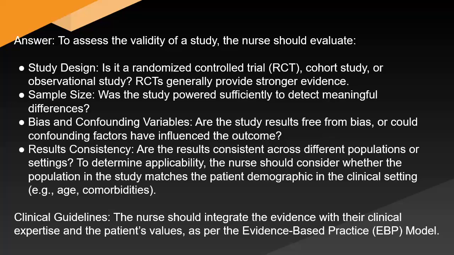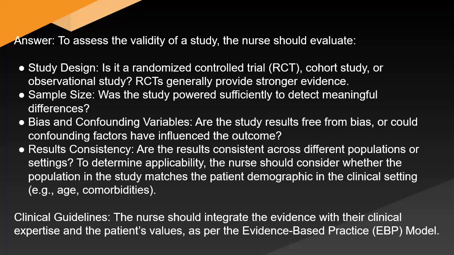Sample size. Was the study powered sufficiently to detect meaningful differences? Bias and confounding variables. Are the study results free from bias, or could confounding factors have influenced the outcome? Results consistency. Are the results consistent across different populations or settings? To determine applicability, the nurse should consider whether the population in the study matches the patient demographic in the clinical setting, e.g., age, comorbidities. Clinical guidelines. The nurse should integrate the evidence with their clinical expertise and the patient's values as per the evidence-based practice, EBP, model.